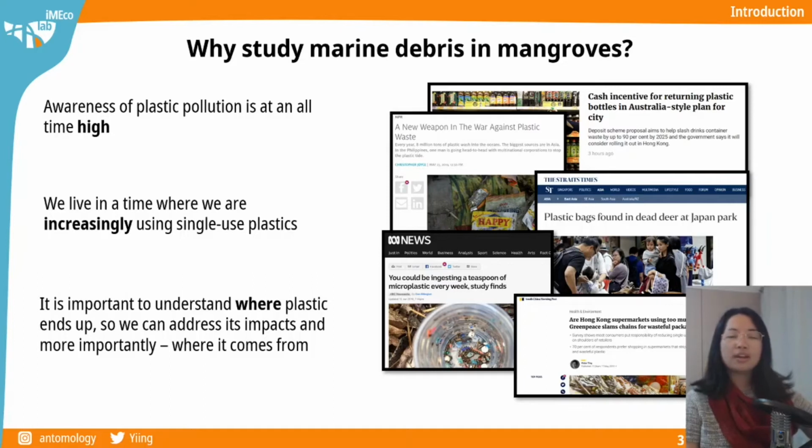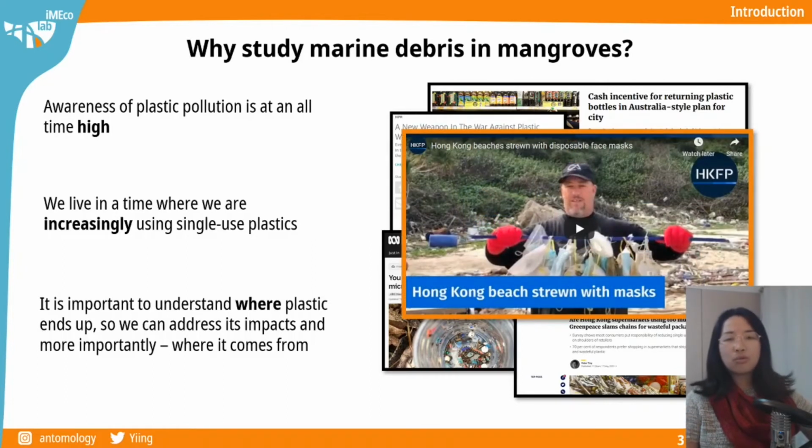So why would I study plastic pollution in mangroves? Well, awareness of plastic pollution is at an all-time high, and we're all very concerned about how many plastic bags we're using, how many straws we're using, and that's even more apparent now. So we're also using, if we're ordering a lot more takeout, we're wearing more disposable masks, wearing disposable gloves. So I think it's important to understand where plastic ends up so we can address its impacts, but also, more importantly, address where it's coming from.